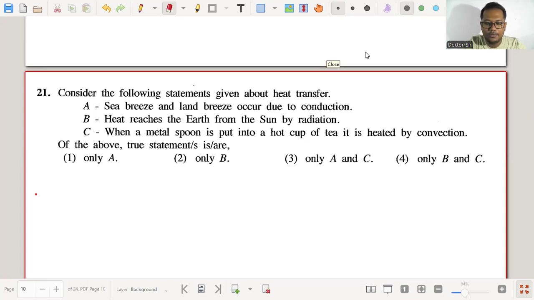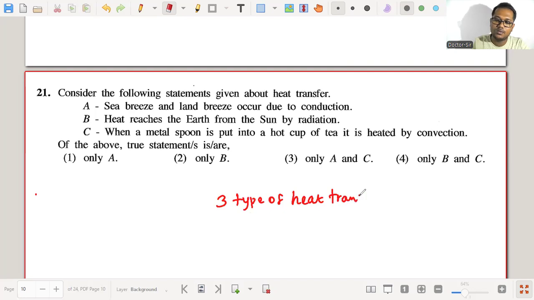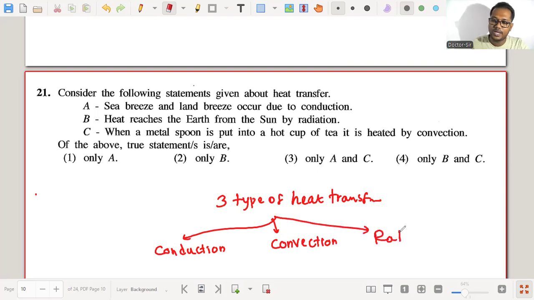Now we will move on to the discussion. So we have three types of heat transfer. One is conduction, another one is convection, and the other one is radiation. Okay, all right. So how does this conduction happen?